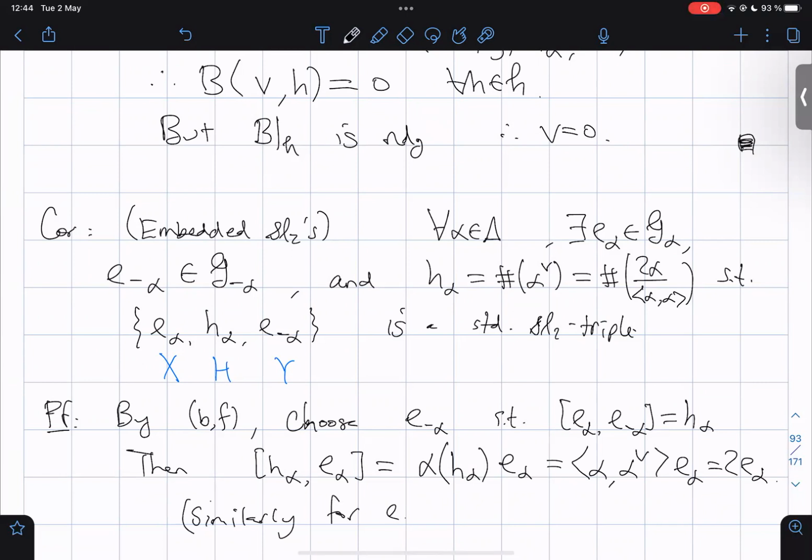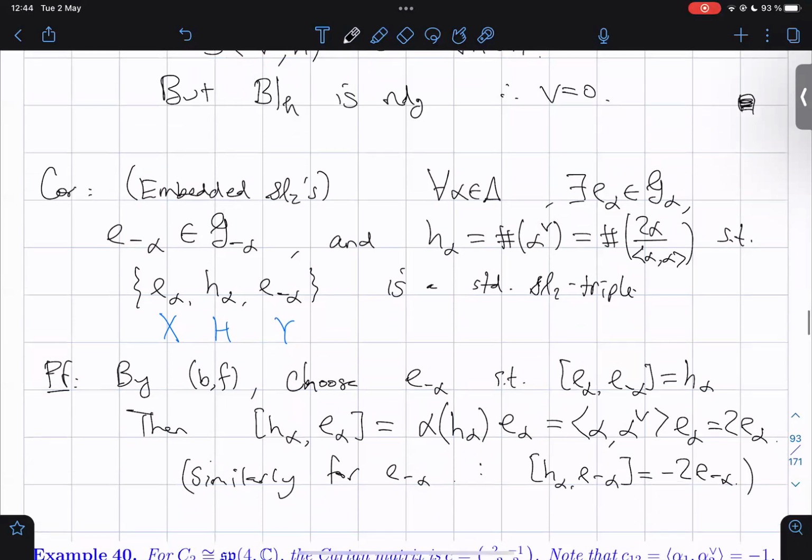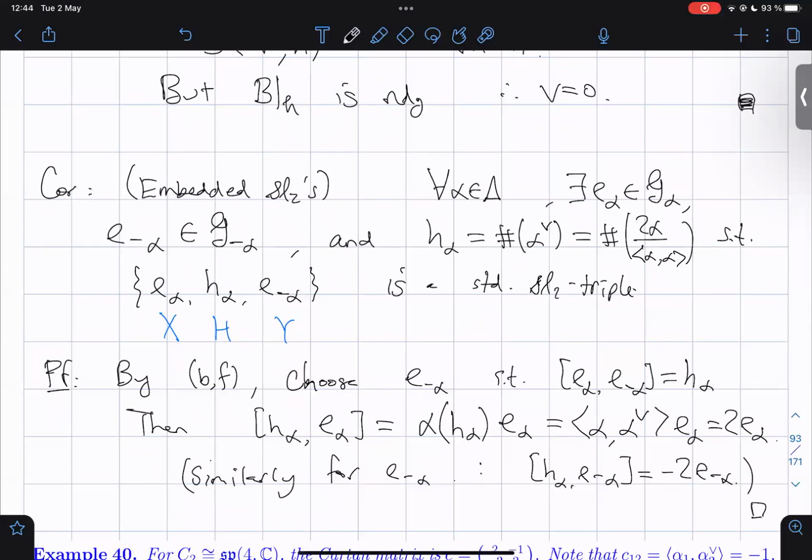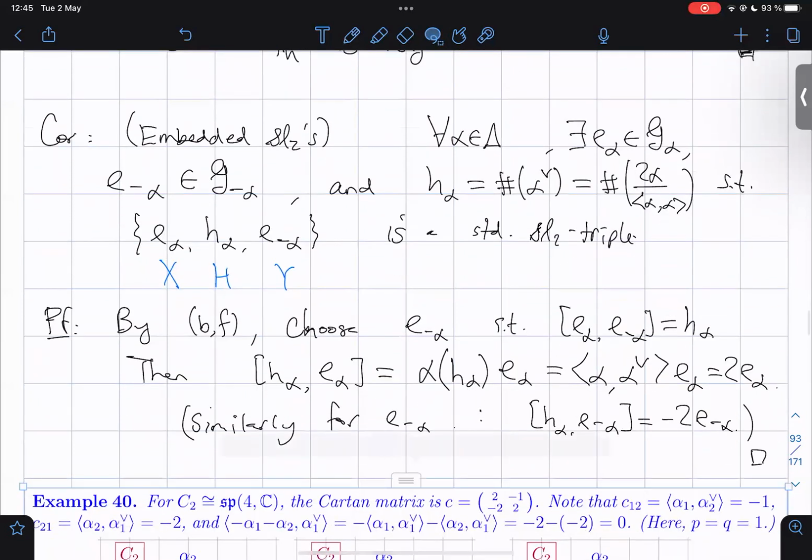Similarly for E minus alpha, you're going to get that H alpha acting on E minus alpha is minus 2 E minus alpha. So these are SL2 triples. Say this for later.